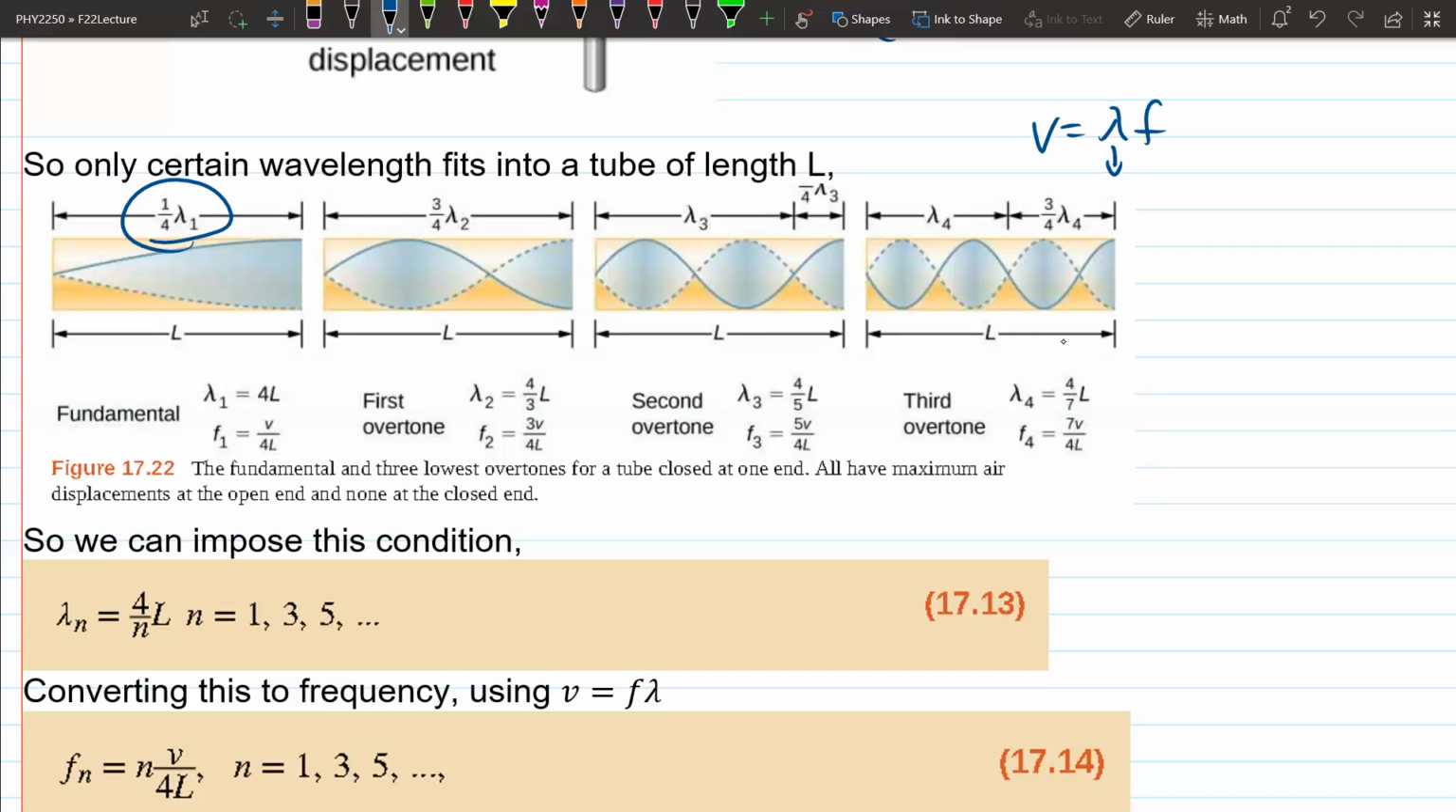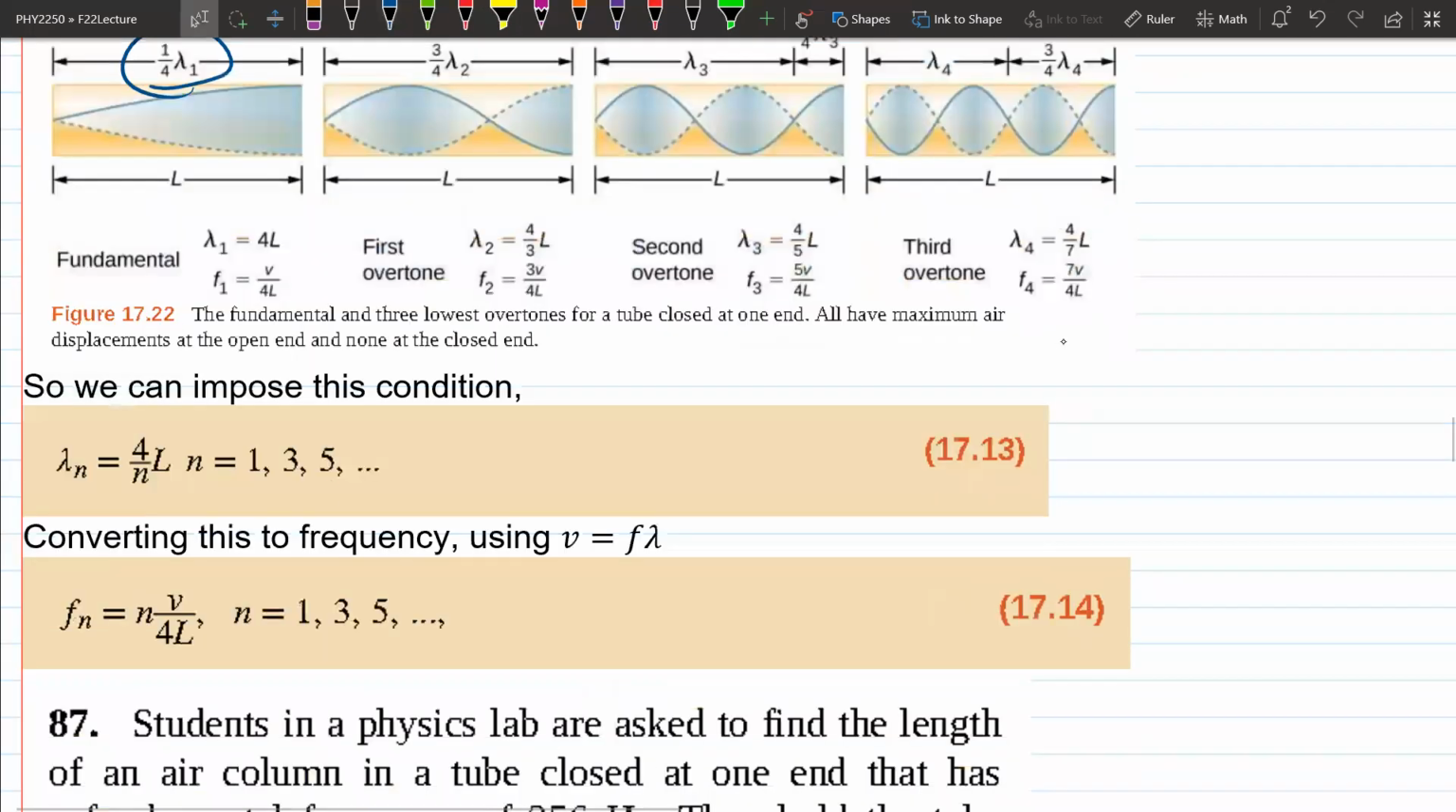If wavelength goes down, the frequency has to go up if the speed of sound is the same, if you're not changing the speed of sound. So these are equations that will be given to you in the test, but we have to learn how to use them. This is the condition where the wavelengths of the sound that fit into my tube are going to be 4L divided by n, where n is odd integers: 1, 3, 5, 7, 9, 11, and so on.